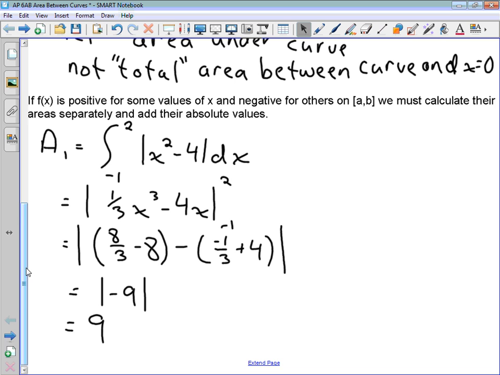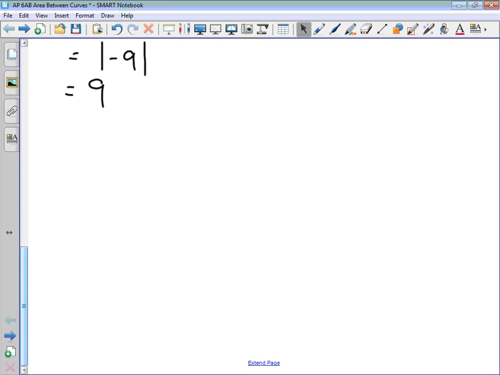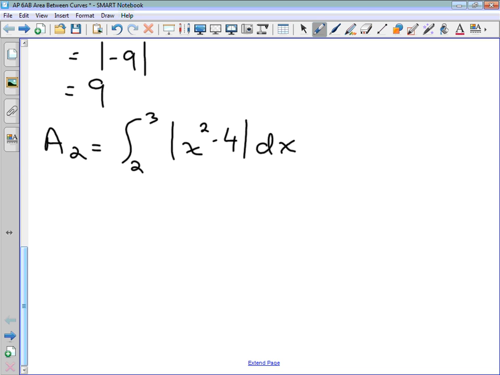Same thing for our second area, A2. This time we're doing the integral from 2 to 3, from our x-intercept up to our other limit of integration. Again, of the absolute value of our function, x² minus 4 dx. And this follows pretty much the same way.